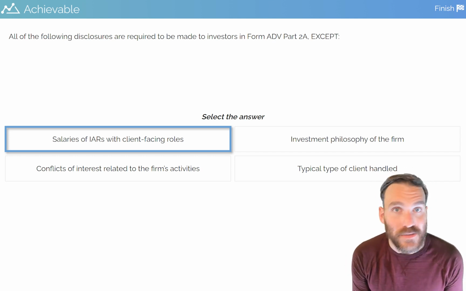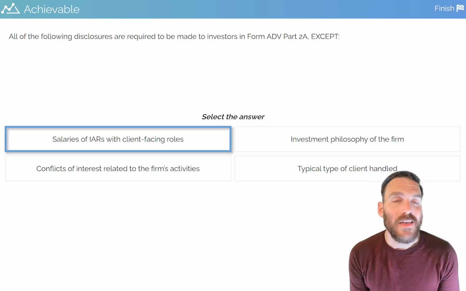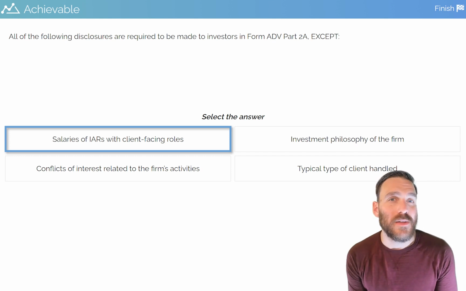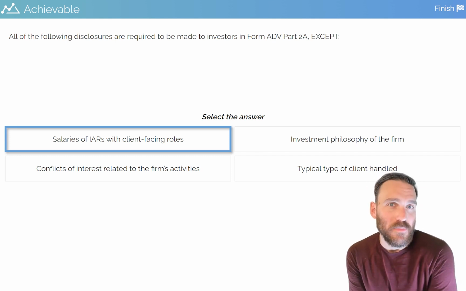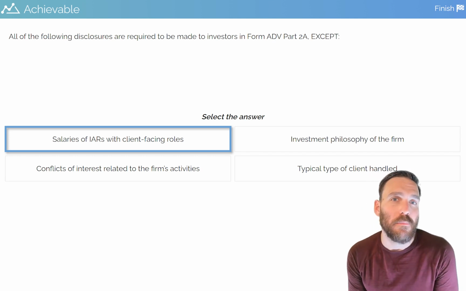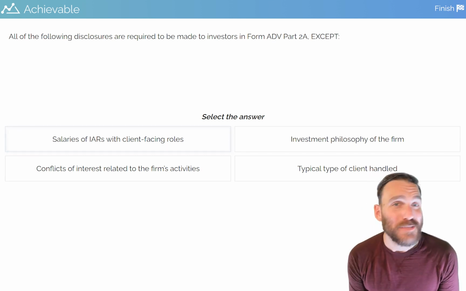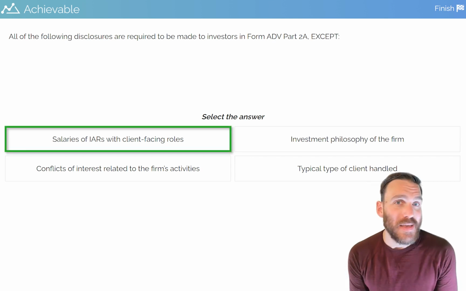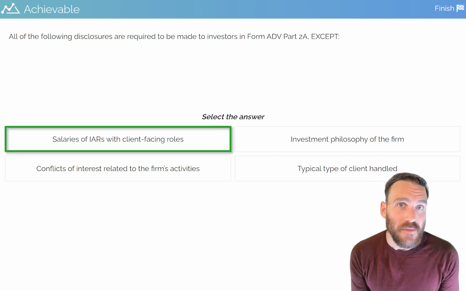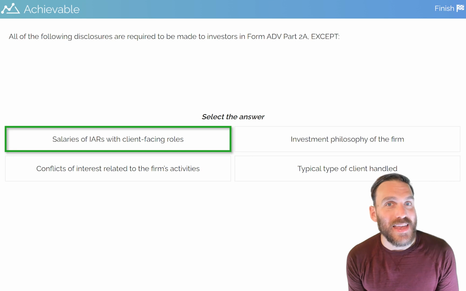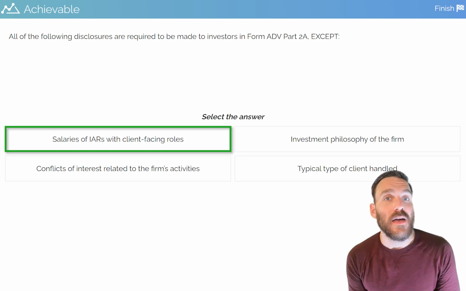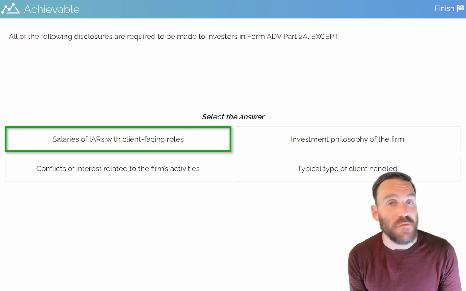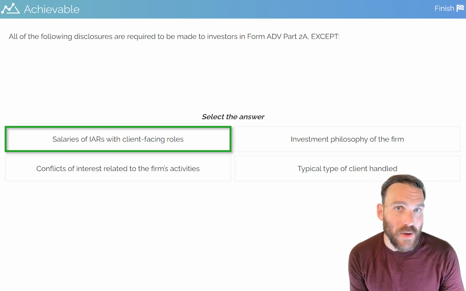Are they hourly fees? Are they fixed fees? Are they asset under management fees? Are they performance fees? They will know that, but clients will not know exactly how much the firm is sharing with investment advisor representatives or paying them for their employment. So with that being said, that is probably our right answer. Question is basically asking what is not in Form ADV Part 2A. Let's go ahead and assume that's the case, but it's important for us to move on and look at the other three answers just to make sure that we feel good about that one being the correct answer.